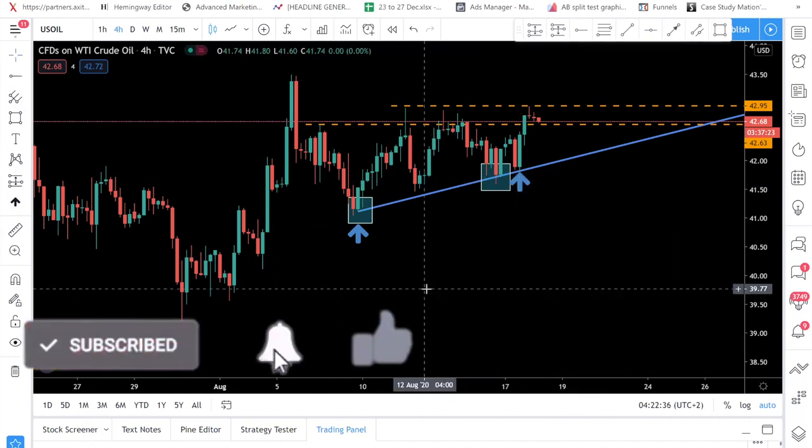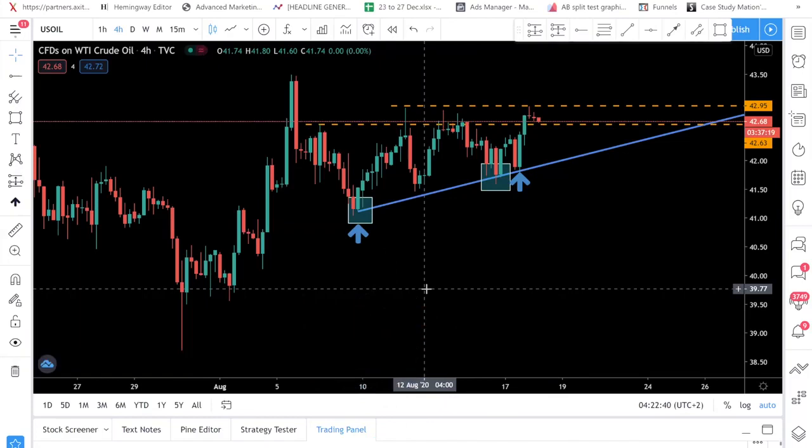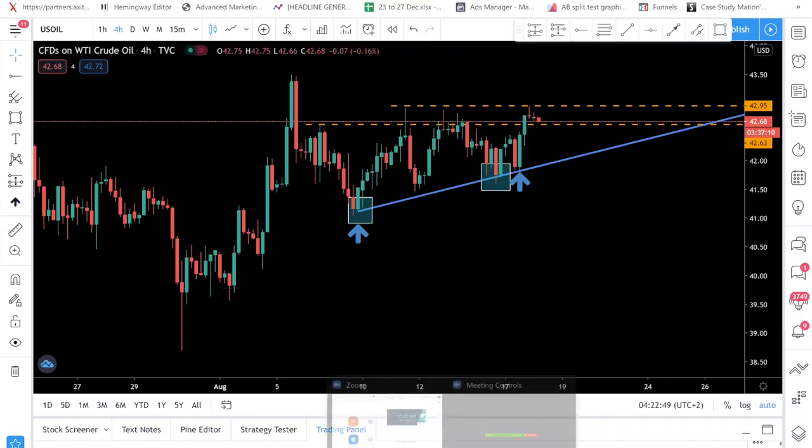So you see, it's always the same thing. You want to look for a key support or resistance level. You want to draw a trend line. You want to look for a series of engulfing patterns off the trend line. So hopefully that is clear. So that is how we took these trades.